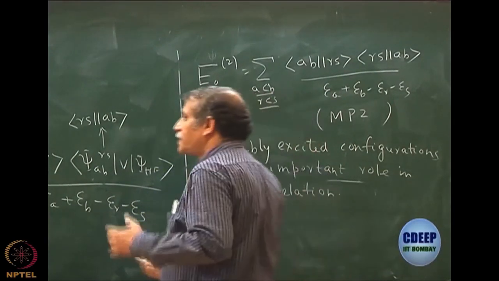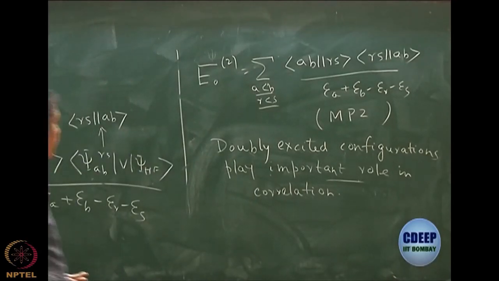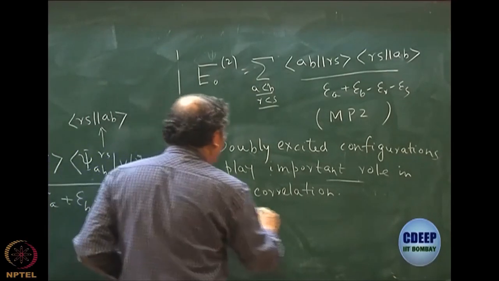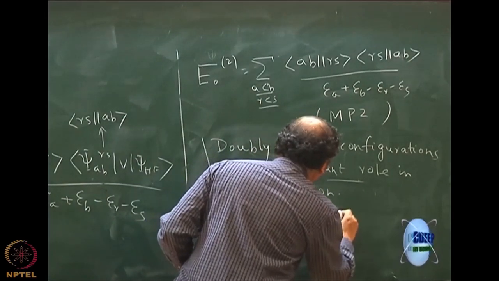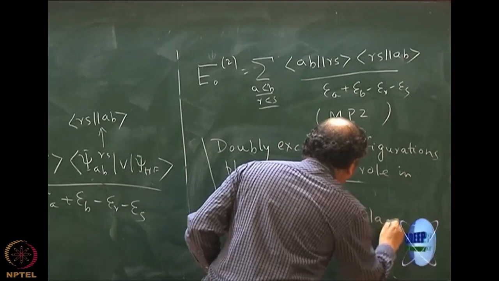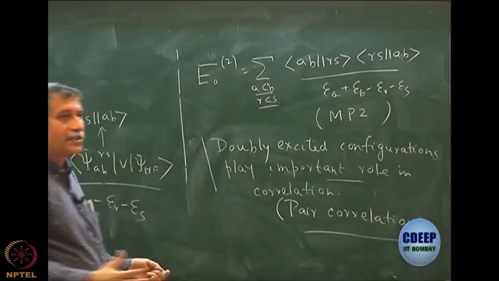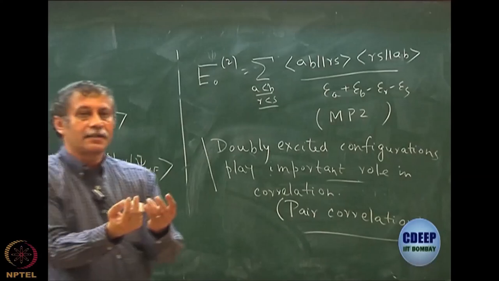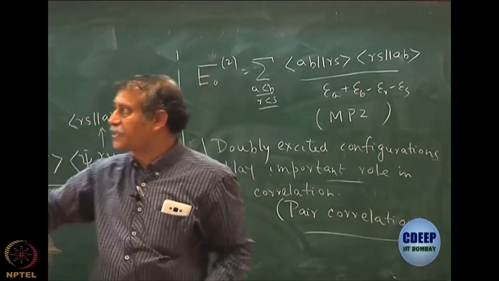In fact, I had given you this Löwdin's article, which was very nice. But here, there is a very important theme called pair correlation. I will come to the physics of this a little later. This is actually a theme of pair correlation, that the correlation mainly occurs because of two electrons getting excited together. And this is what you see.